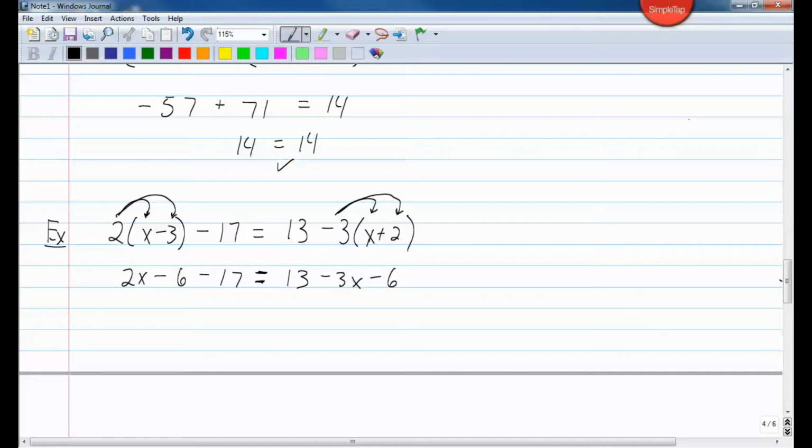First, I'm going to look at the left side of the equation and see are there any like terms. And there are. I have a negative 6 and a negative 17. So 2x, I can put negative 6 minus 17. If we put two negative numbers together, add the numbers, and then it's negative. So that's going to be a negative 23 equals, now on the right side I have two constants as well, 13 minus 6. And 13 minus 6 is 7.